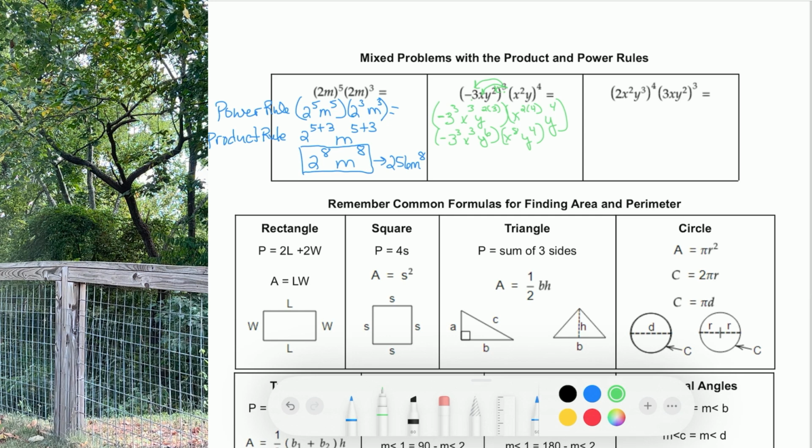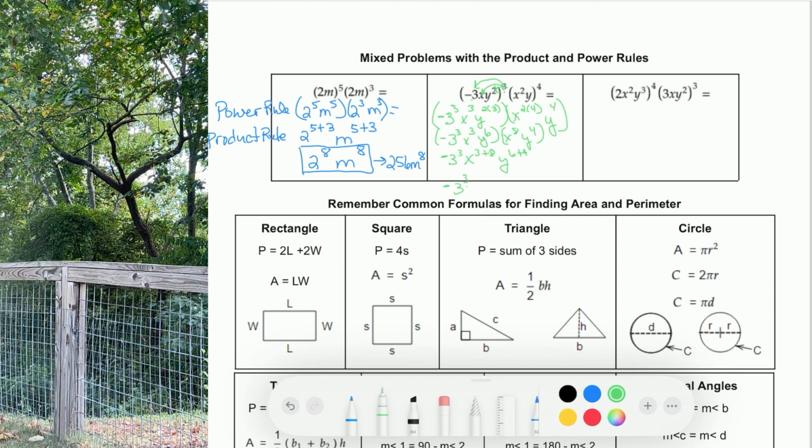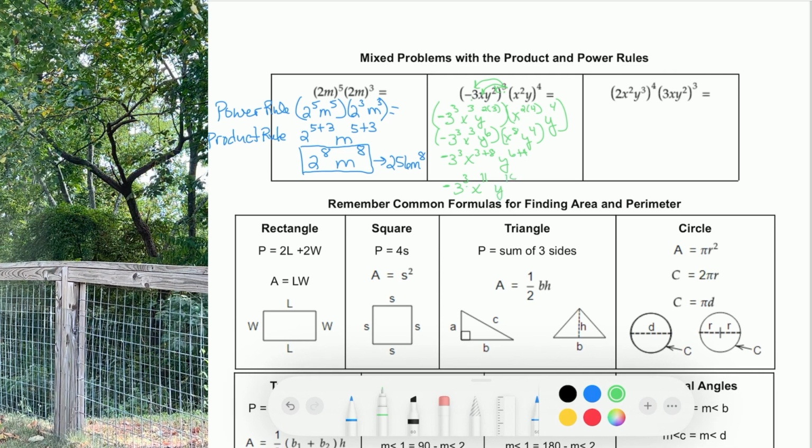So I still have negative 3 to the power of 3. That hasn't changed. X becomes the power of 3 plus the power of 8, because I've got these two here. And then y becomes 6 plus 4 here. That's going to simplify out into negative 3 to the power of 3, x to the power of 11, y to the power of 10.